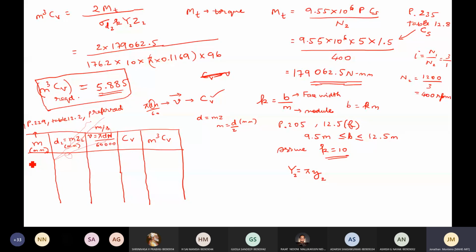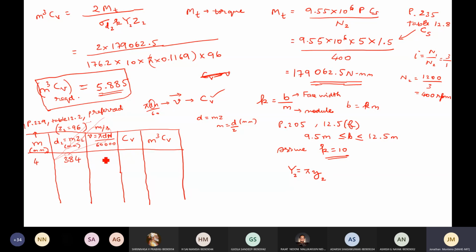So let us start with something. We do not know how much the value will come to be. I'll put say 3 or say 4. Let us say 4. I have 4 values with me, so let me start with 4. When you say 4 mm, then what will be D2? Remember that Z2 is 96, already taken. So 4 into 96 will be D2. This comes out to be 384.